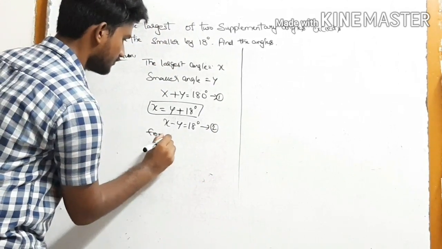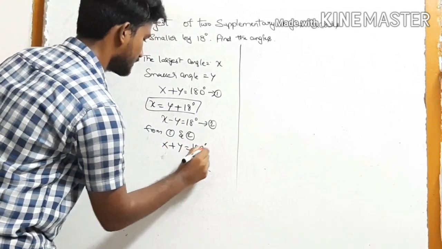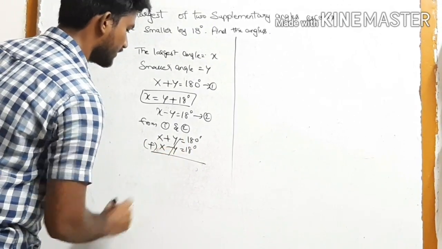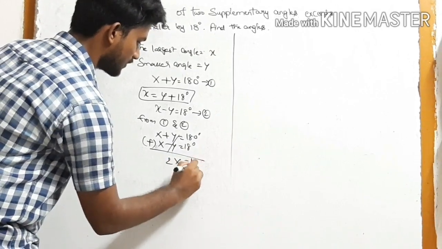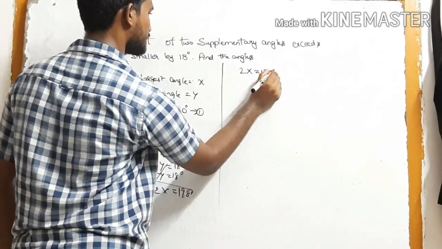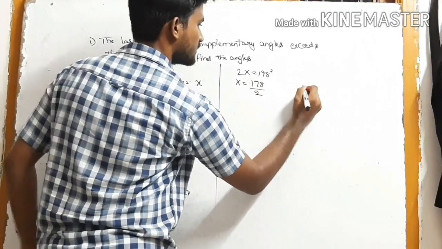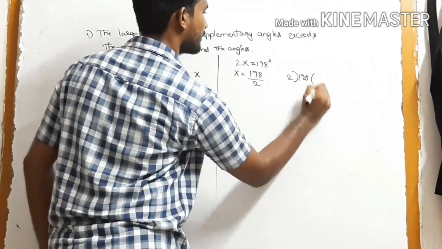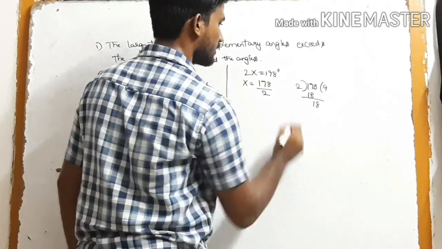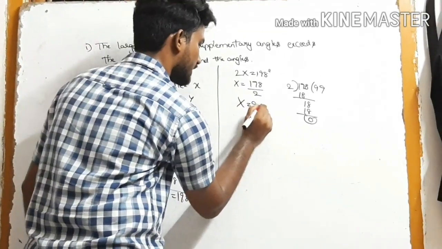From 1 and 2, x plus y equals 180 degrees, x minus y equals 18 degrees. By doing addition, y will cancel, 2x equals 198 degrees. So x equals 198 by 2. By doing division, 198 divided by 2: 2 nines are 18, the remainder is 0. X equals 99 degrees.